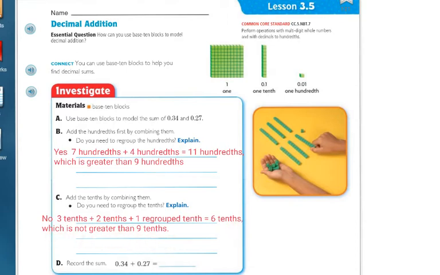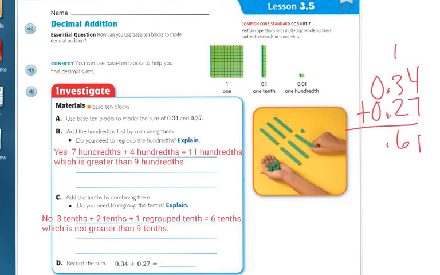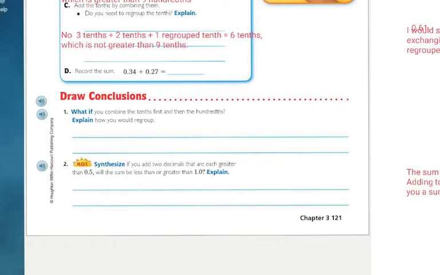If I were to write it, I would write 0.34 plus 0.27. Make sure that you're lining up the decimals when you're adding. So I have 4 plus 7, which is 11, just like we had over here, the 11 hundredths. Carry my 1, and then I have 3 plus 1 is 4, plus 2 is 6. I'm going to put my decimal. So the answer is going to be 61 hundredths.